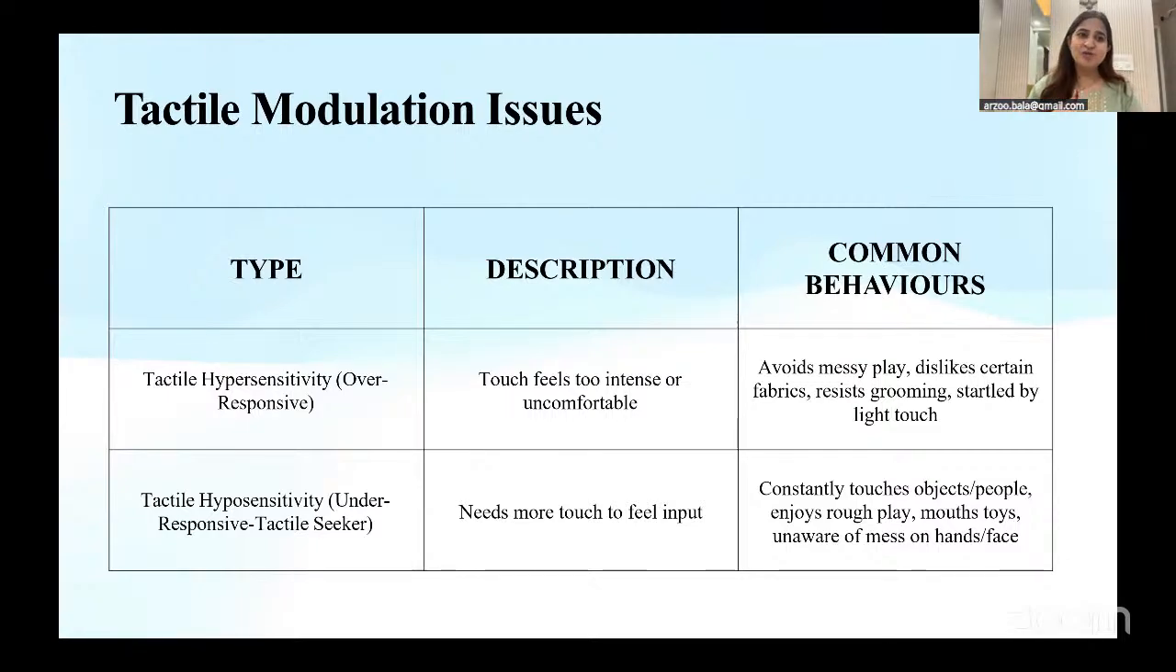And on the very opposite side could be tactile hyposensitivity, where the child is a seeker. These are two different domains. In seeker, oh, just give me a second.